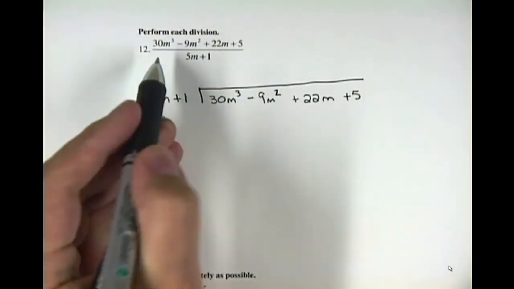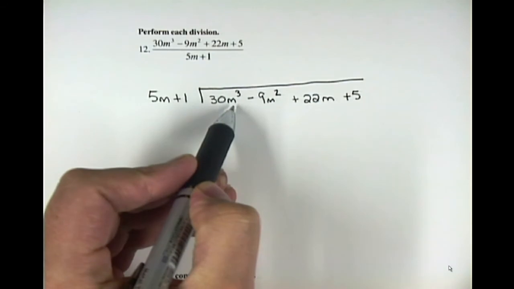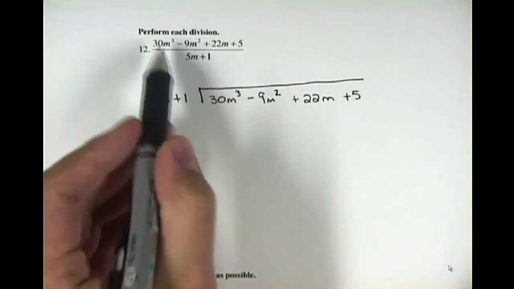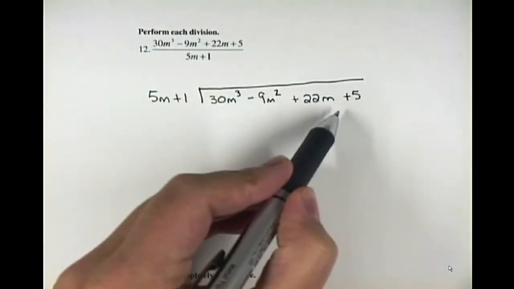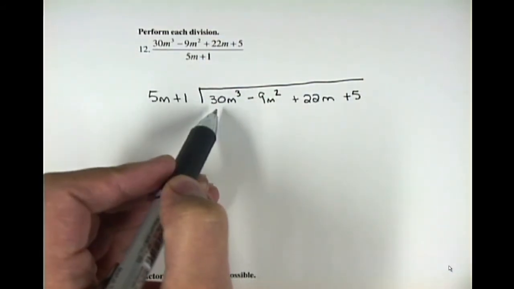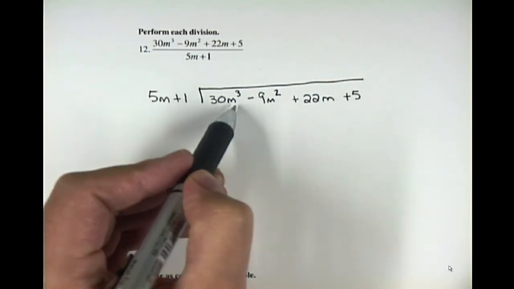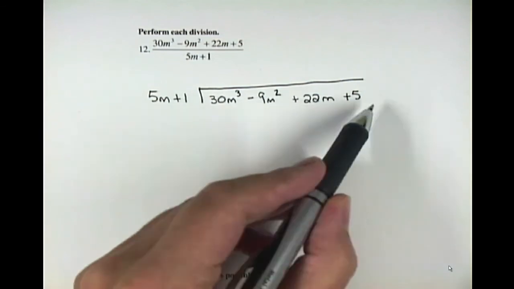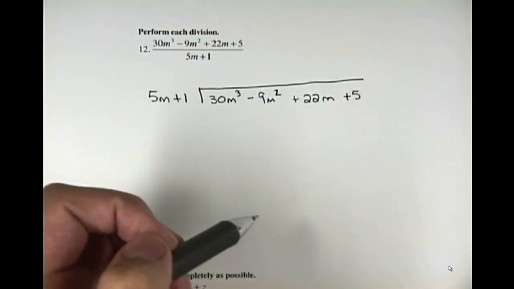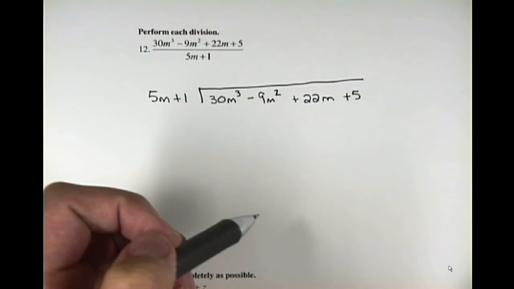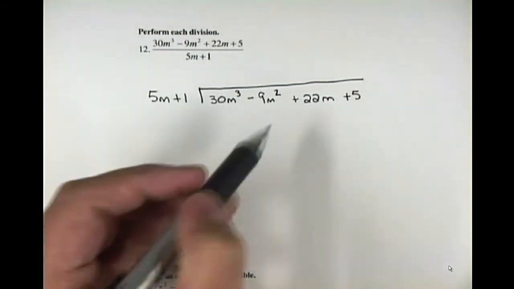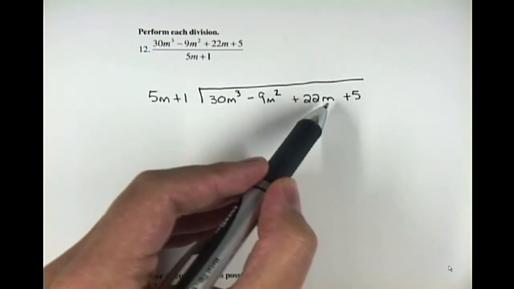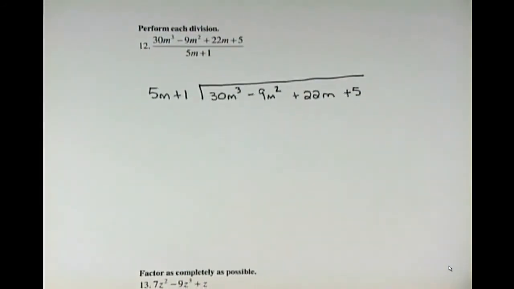What you want to do is write the numerator inside the house and the denominator on the outside of the house. And with the inside of the house, you want to make sure that you don't have any missing terms, and you want to make sure that everything is in descending order. So we have m cubed, m squared, plain m, and then your number. If you did have a missing term, you would want to insert a 0, so you would write 0 and then that missing letter, whether it be cubed or squared or to the first power.